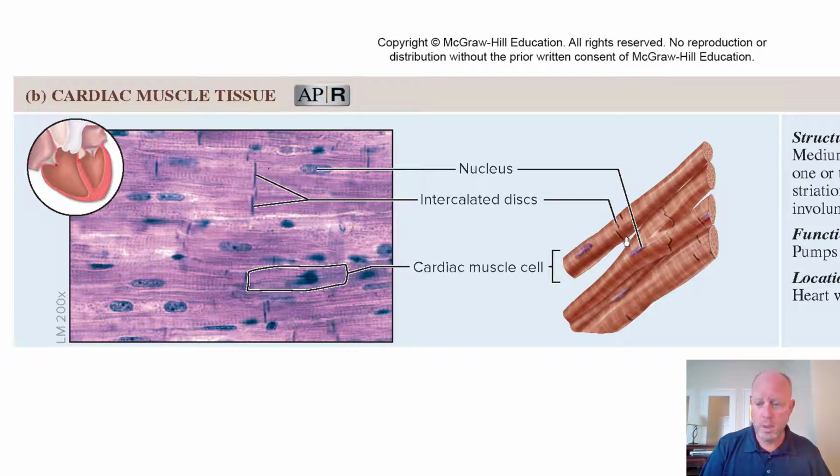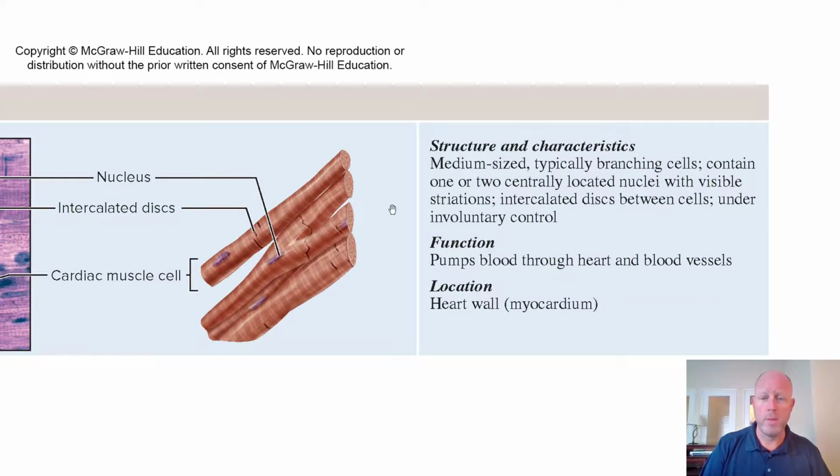Intercalated discs, again, parallel to each other, but separating in cardiac muscle here, and the cardiac muscle cell itself, which is more branched, right? They're medium-sized, typically branching cells, containing one or two centrally located nuclei, with visible striations. So once again, intercalated discs between the cells, and it's under involuntary control, and it pumps blood through the heart and the blood vessels. Basically how the blood gets to the body, right? To and from the heart.